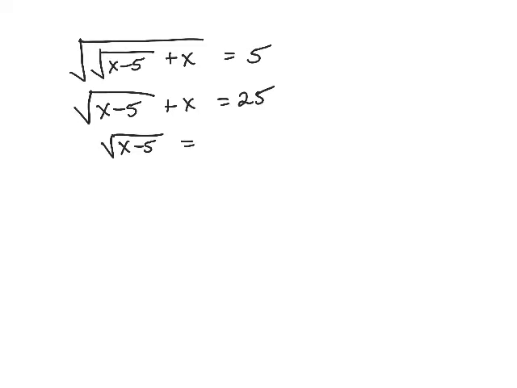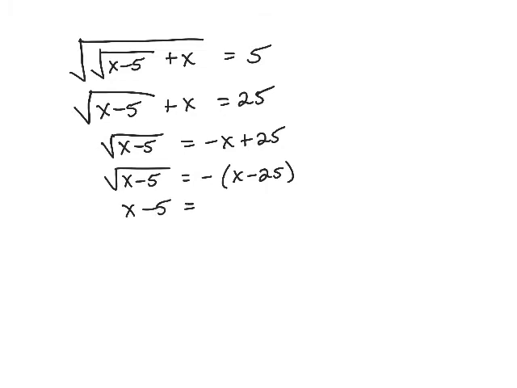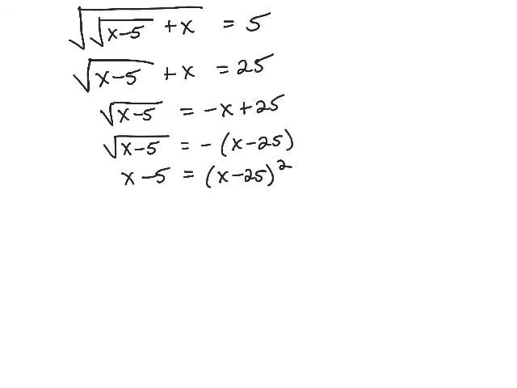so that ends up being negative x plus 25. If you want to make it a little bit neater, remember, if I factor out a negative sign, you don't have to worry about it. I mean, that's why we check our solutions. So I did that. Now I'm going to square both sides. X minus 5. Over here, the negative sign goes away. I'm squaring the quantity x minus 25 squared. Let me scoot it up a little bit.